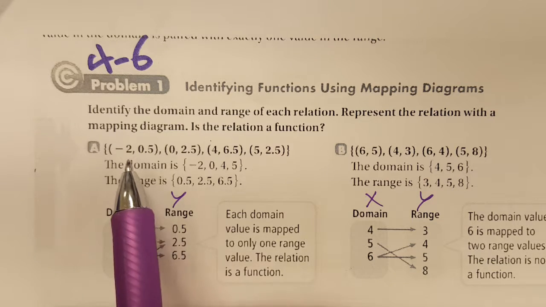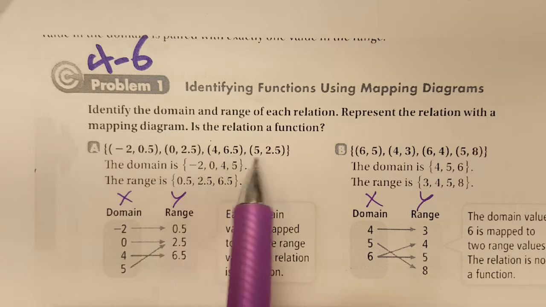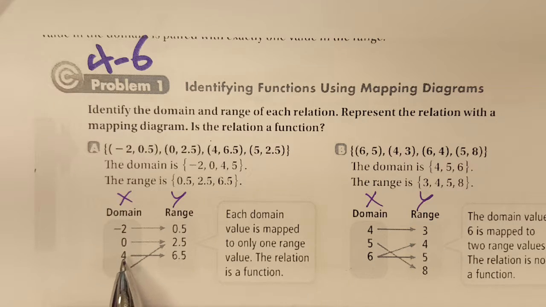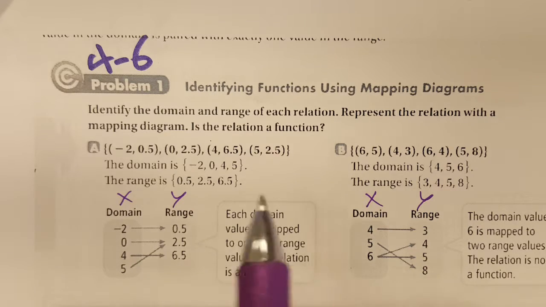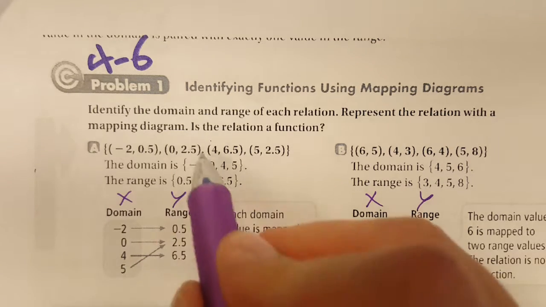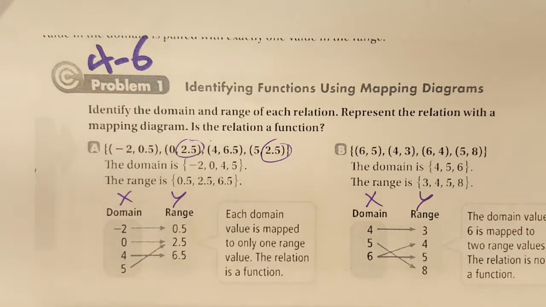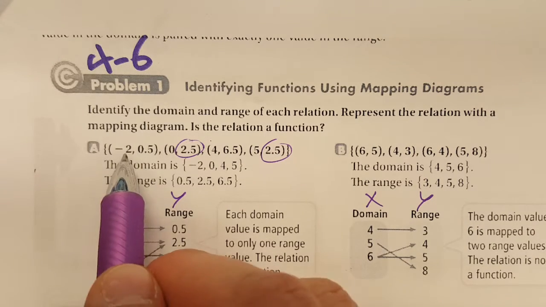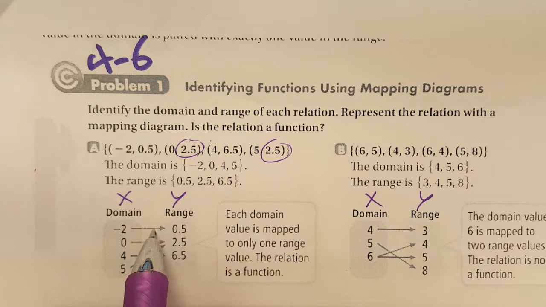All right, so if you look at all the x coordinates in this example, you get -2, 0, 5, and 4. Now you get 2.5 twice. Okay, so if you get 2.5 twice, you still only need to list it once in the group. All right, so the mapping diagram maps these coordinate points together. So that arrow represents that relationship, this arrow represents that one, and so on and so forth.